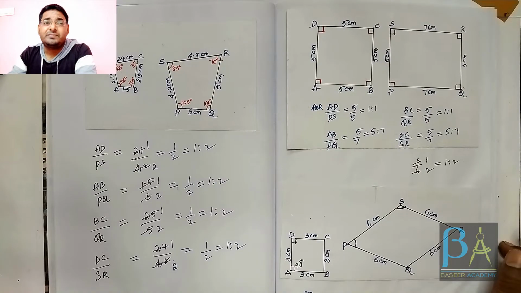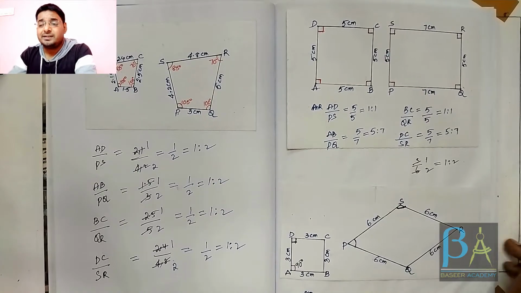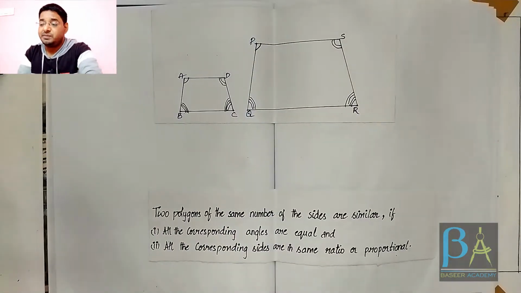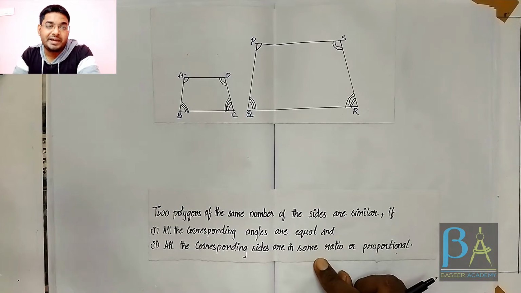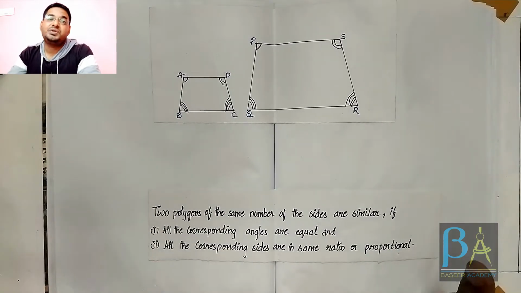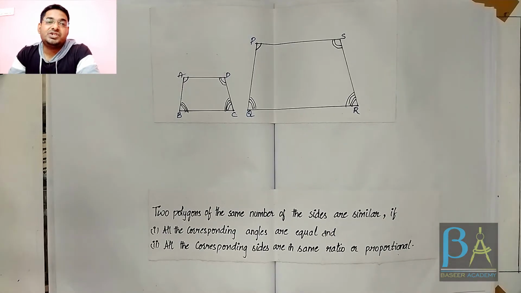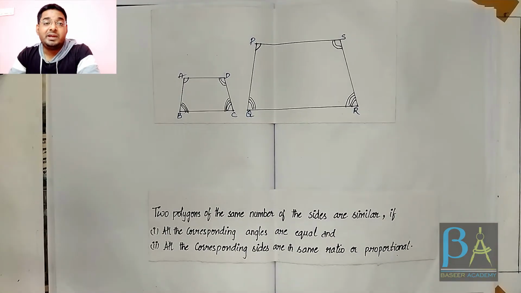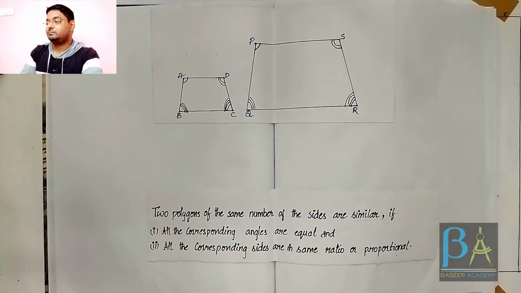So what do you understand from this? What we understand is both the conditions should be met. If just one of the conditions is met, then the two figures are not similar to each other. Both the conditions should be met, meaning two polygons having the same number of sides are similar to each other if the corresponding angles are equal and if the ratio of corresponding sides is the same.